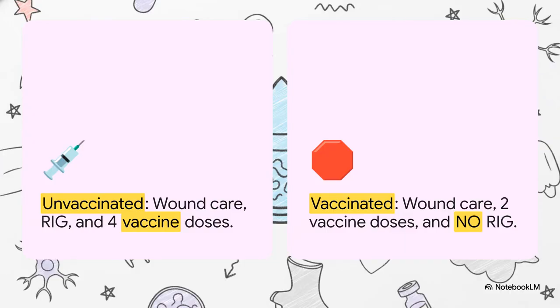But hold on, because the protocol changes entirely depending on the patient's history. Let's draw a hard line here. For a previously unvaccinated patient, they get the whole shebang: wound care, RIG, and a 4-dose vaccine series. But if a patient has been previously vaccinated against rabies, like a veterinarian or a wildlife biologist, they get wound care, only 2 vaccine doses, and absolutely no RIG. Giving rabies immune globulin to a previously vaccinated patient is a major, major clinical error.